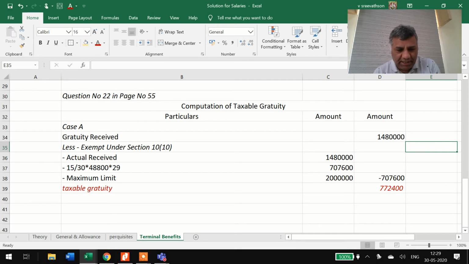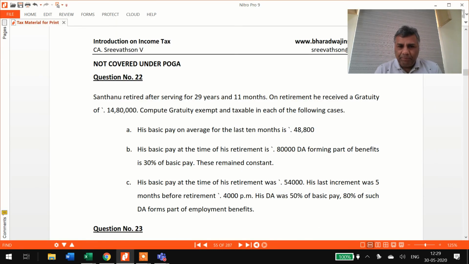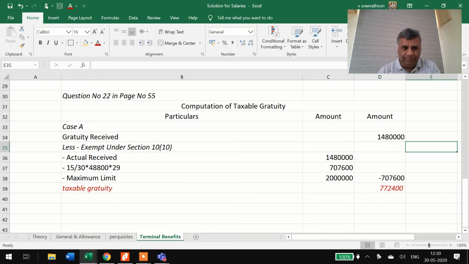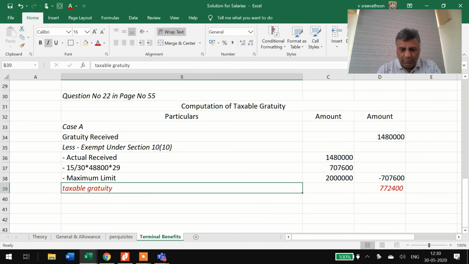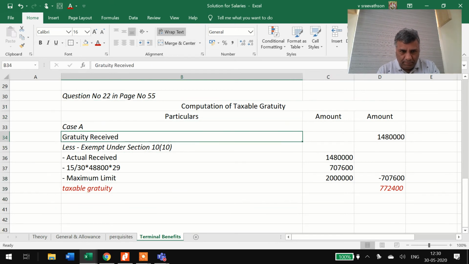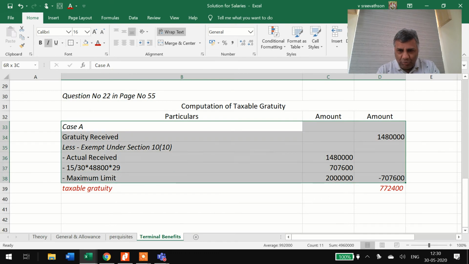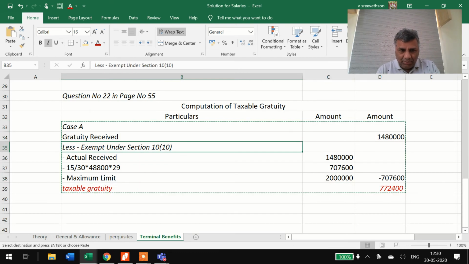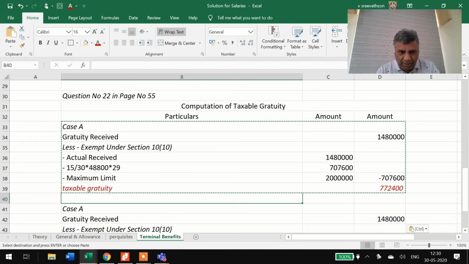I hope this is clear. Case B. His basic pay at the time of retirement is 80,000. DA forming part of basic pay is 30%, and they remain constant, which means the average is also the same. I'm taking the Excel advantage, but please write down. Nothing wrong. Spend your time.